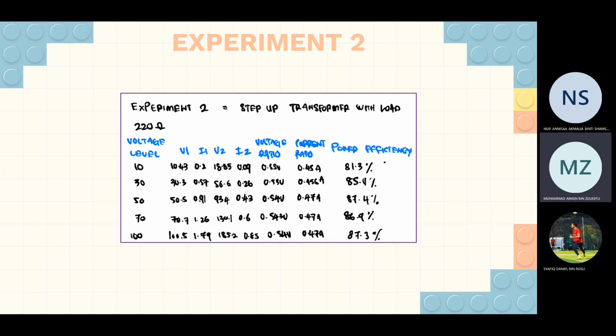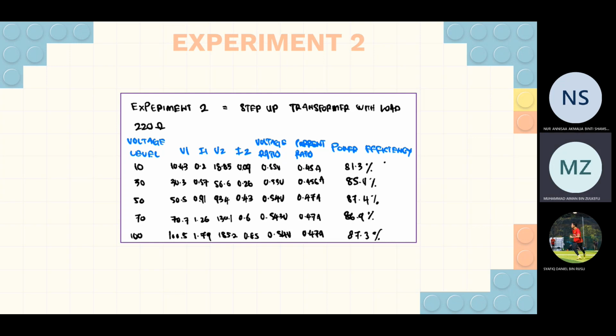For the next voltage level, 30 volt, V1 is 30.3, I1 is 0.57, V2 is 56.6, I2 is 0.26, the voltage ratio is 0.53, the current ratio is 0.456, and the power efficiency we get is 85.4.